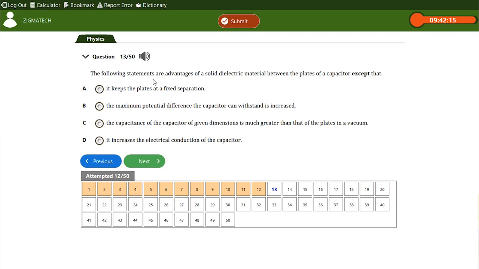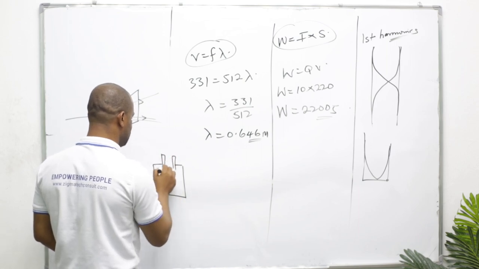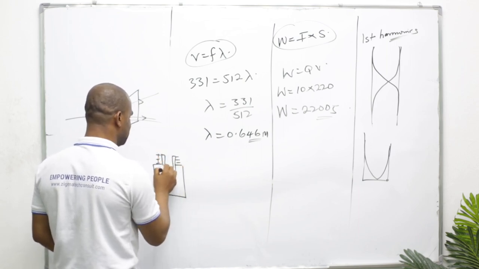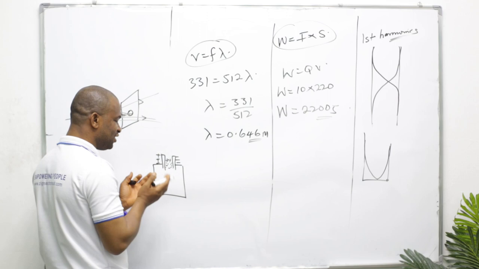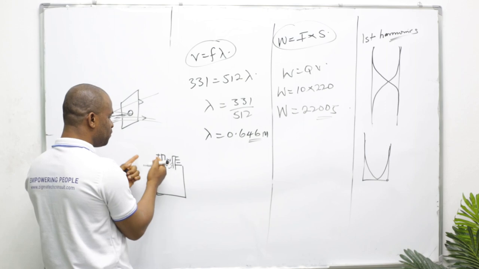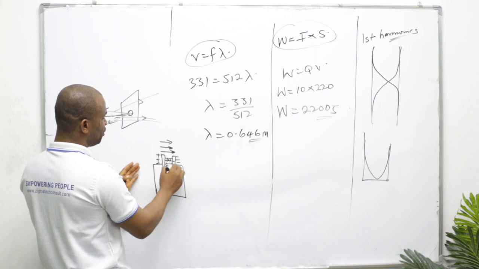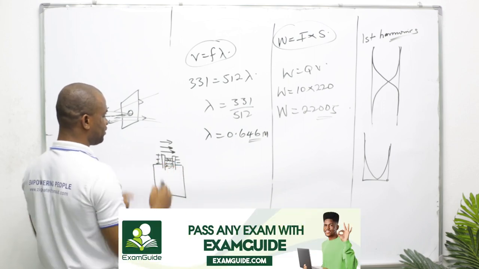The following statements are advantages of a solid dielectric material between the plates of a capacitor, except that... When we talk about a capacitor, let's assume this is a capacitor. One plate is positive, one is negative. Within this space, there is a dielectric, an insulator, separating one pole from the other. For this reason, a uniform electric field is built between the positive and negative plates.